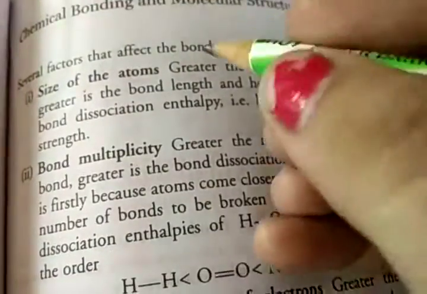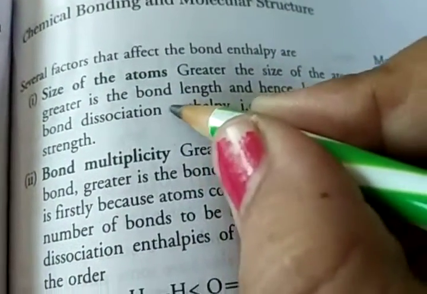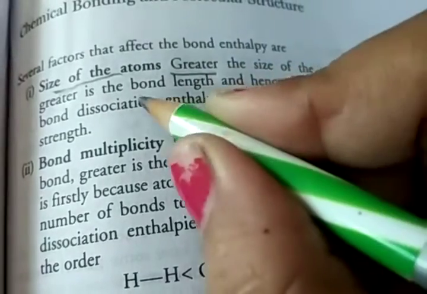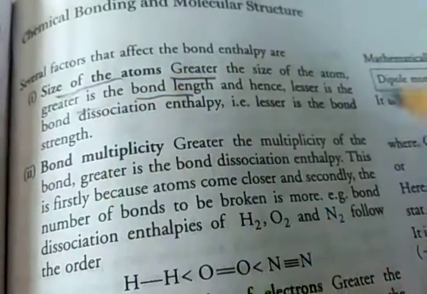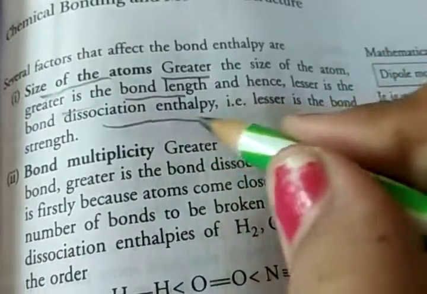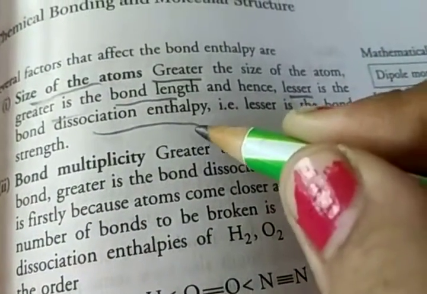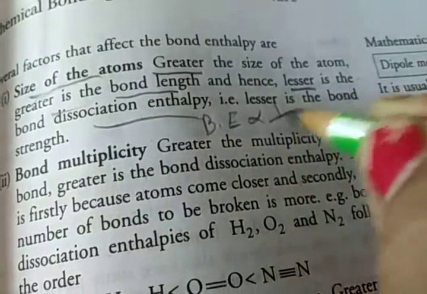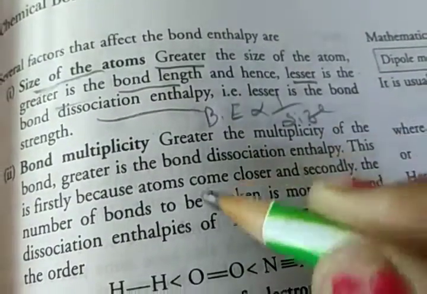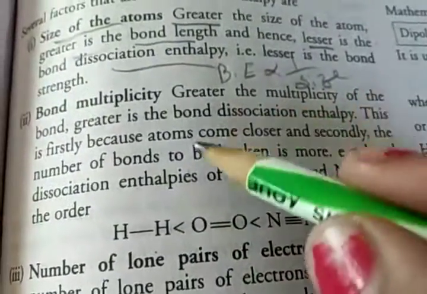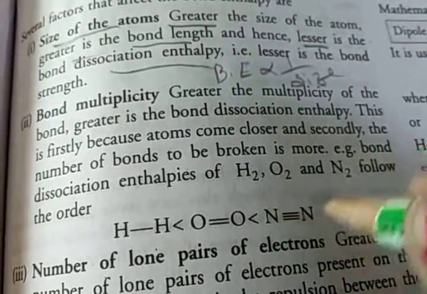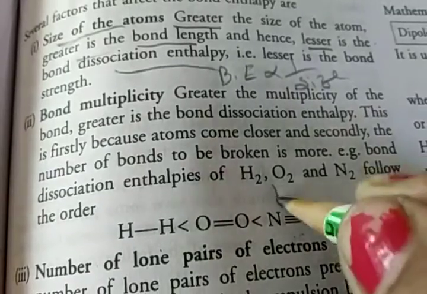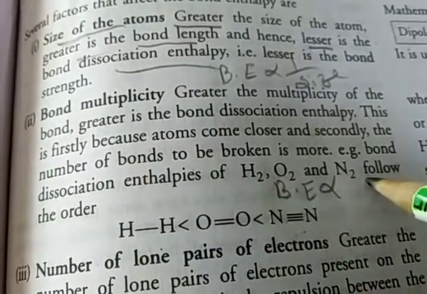Next are the factors that affect the bond enthalpy. First is the size of the atom. The greater the size, that means the bond length is also greater, so the bond dissociation enthalpy is less. So bond dissociation enthalpy is inversely proportional to size. Next, bond multiplicity. If the bonding is greater, so bond multiplicity is greater, that means the bond energy is also greater.